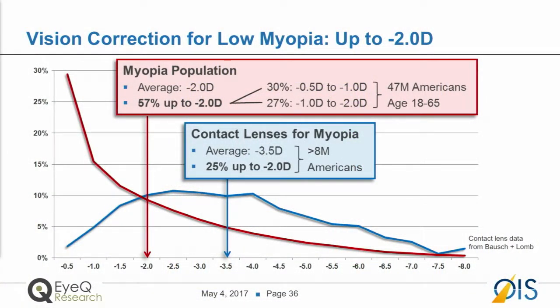Now, contact lenses are somewhat underpenetrated within the low myopia group. This is contact lens fit data from Bausch & Lomb. Thanks to Cal Roberts for sending us this data. The most common lens powers are between -2 and -4, and the average myopic contact lens wearer has a -3.5 power. About a quarter of all myopic contact lens wearers fall into this low myopia category. And again, the numbers are very large. Over 8 million Americans that wear contact lenses fall into this category.